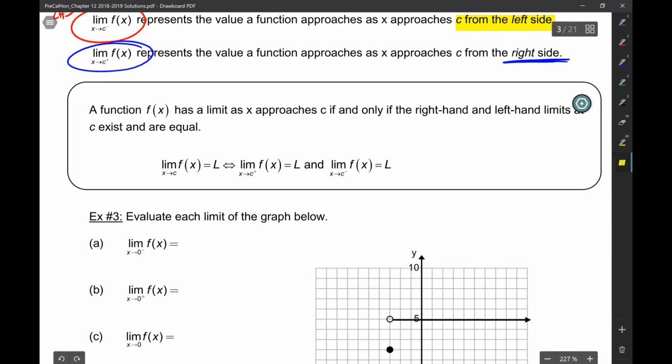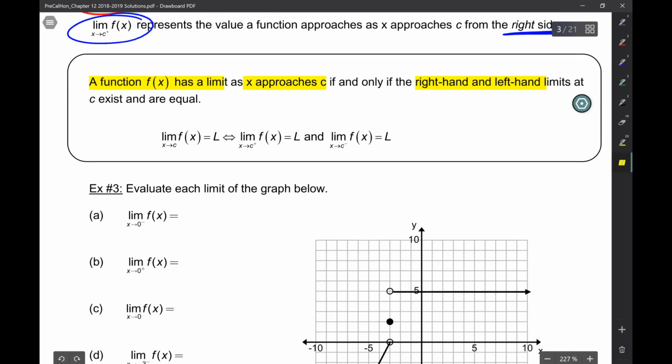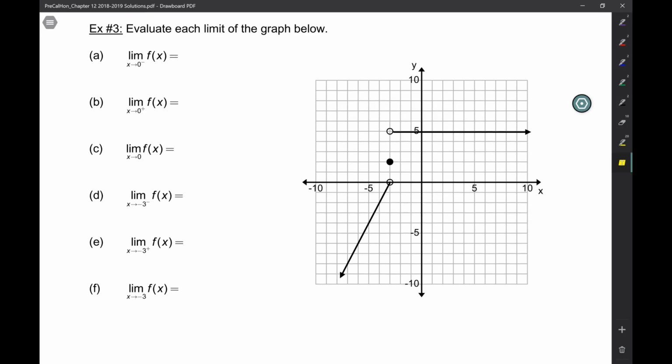Now, formally, what I was saying before, a function has a limit as x approaches c if and only if the right and left hand limits are the same and they exist, right? So it's everything I've been saying before. If from the left it's a value, if from the right it's a value, and if they're the same value, then the limit exists. Okay, let's do some examples here.